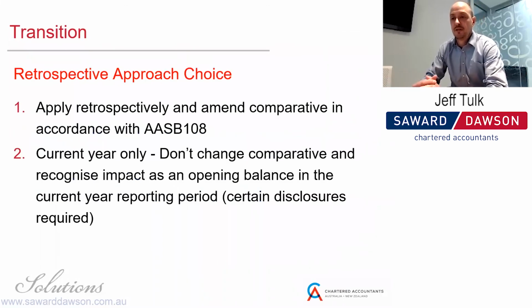In relation to the retrospective approach on transition, typically when you change an accounting policy or there's a change in the accounting standard, you retrospectively apply that. That means you change your comparative in accordance with the accounting standard requirements under AASB. There is an option in this standard where, first of all, you can do that: you go back, calculate your comparative and amend it in accordance with AASB. Or you can change the current year only. This means you don't change your comparative period and you recognise the impact on transition in your opening balance of retained earnings in the current year.